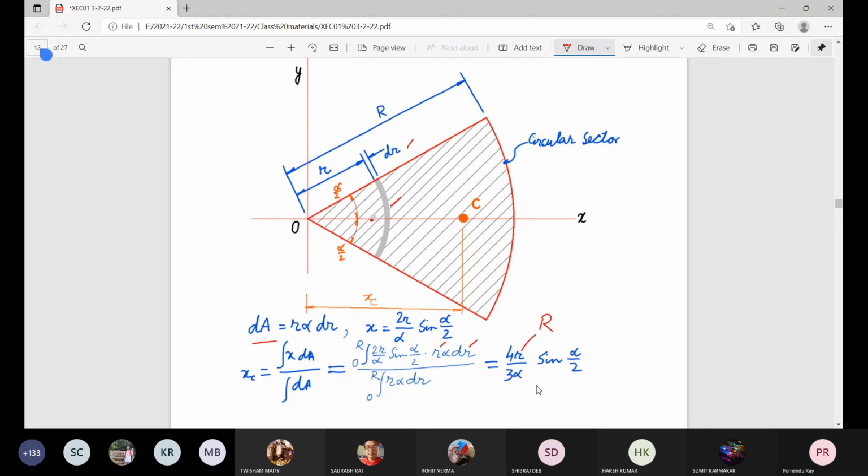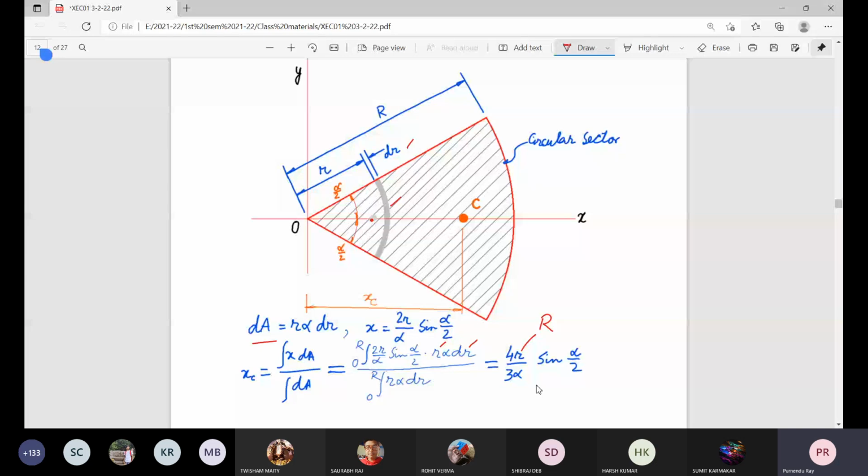So please check there and make a note for this expression. After integration of small r, the range of the integration becomes capital R. Is it fine now? Yes, this expression is very important. We must remember these two things. One is 2r by alpha sine half alpha, and that is for a circular arc. The other is 4r divided by 3 alpha sine half alpha. Very important.